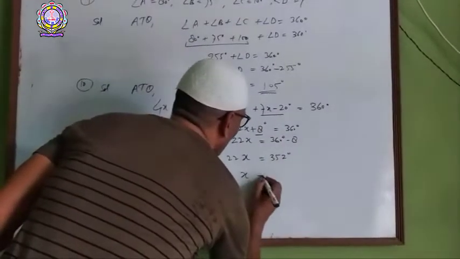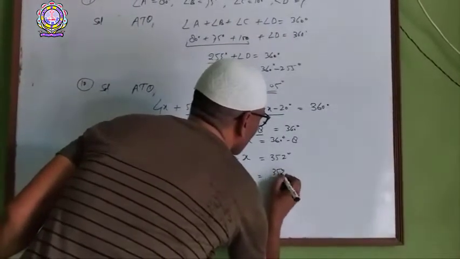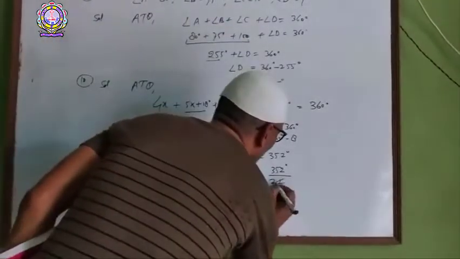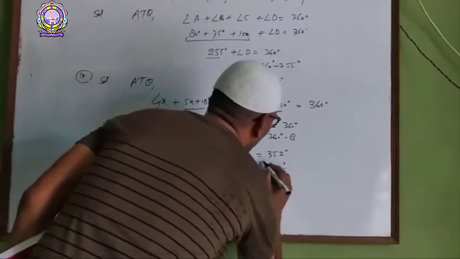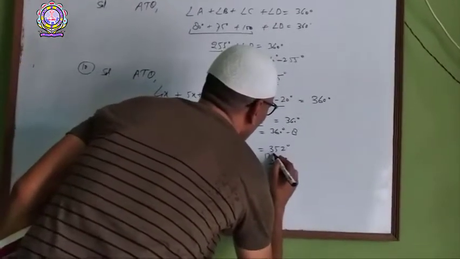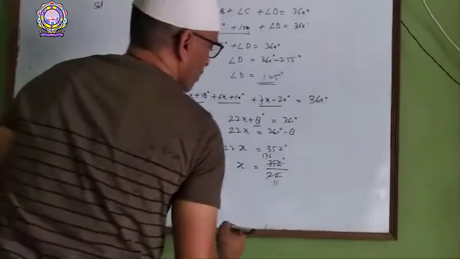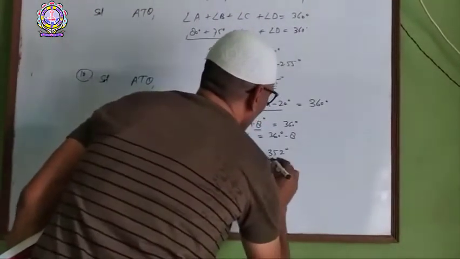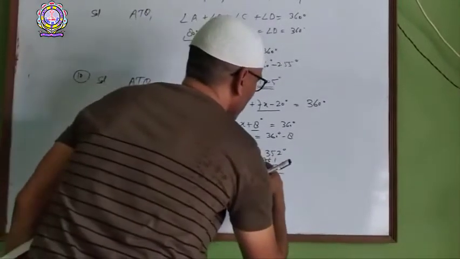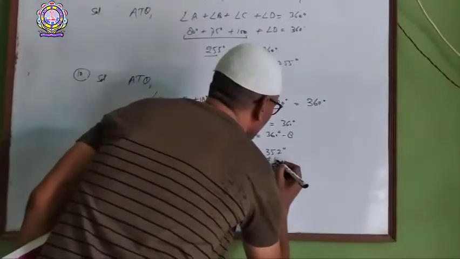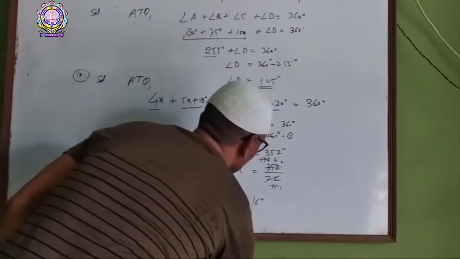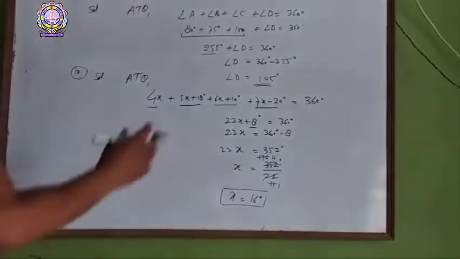Okay, now x is equal to 352 degrees upon 22. Now 2 elevens are 22, 2 sevens are 14, and 2 sixes are 12. 11 ones are 11, and 6 remains, and this will be 66. 11 sixes are 66. Then the x value is equal to 16 degrees. This is your answer. Write down.